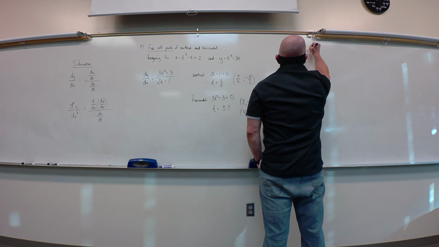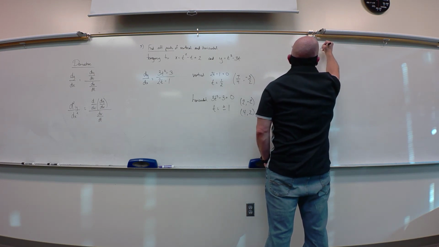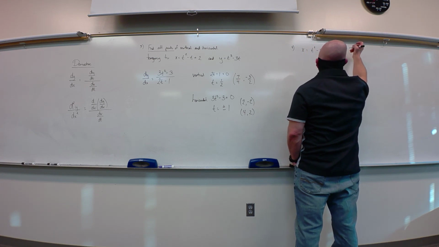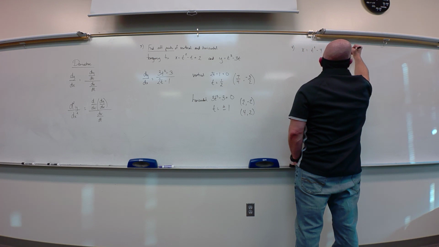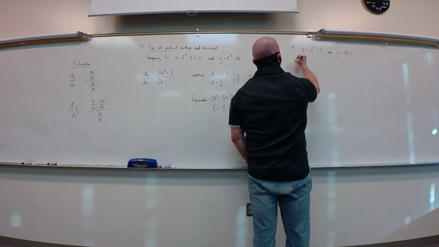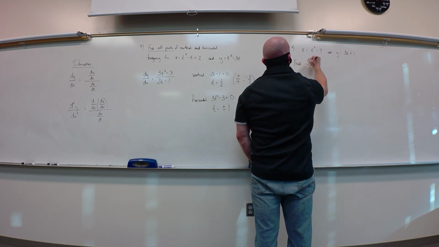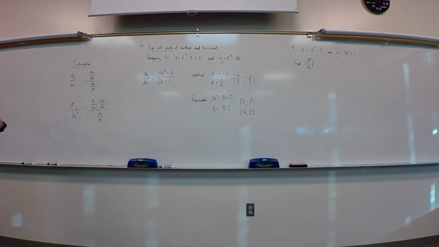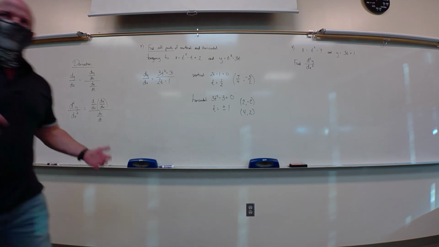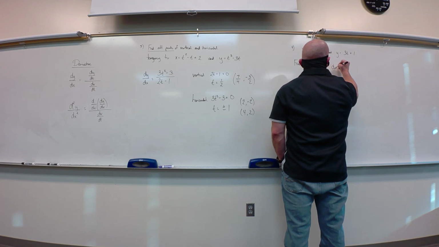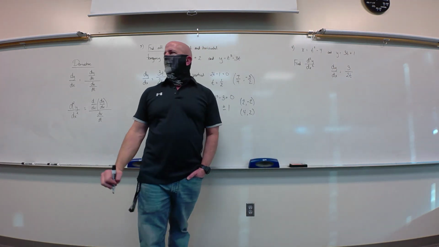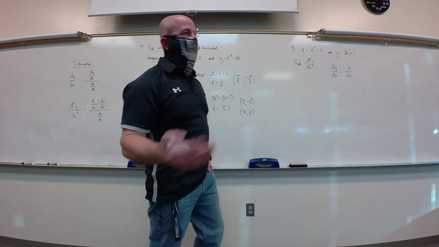Let's go x equals t squared minus 4 and y equals 3t plus 1. Find d2y over dx2. So what does that mean we're looking for? Second derivative. We can't find the second derivative until we do what? First derivative. So nothing new on that front. So dy dx is 3 over 2t. Everybody good there? Okay, so now the derivative of that.